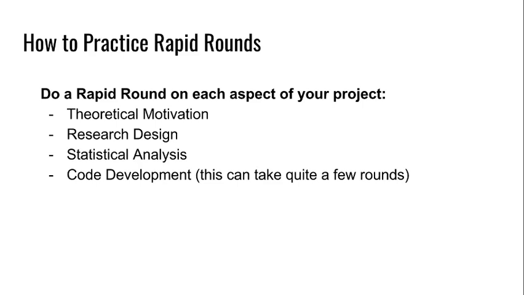Do a rapid round with your group where you decide what is the theoretical motivation behind your project and spend 20 minutes really working on that. Spend 20 minutes doing a rapid prototype or a rapid round on your research design with your entire group involved, and another 20 minutes doing a rapid round on your statistical analyses independent from your research design. I guarantee you that that hour will be one of the most productive in your project's timeline.